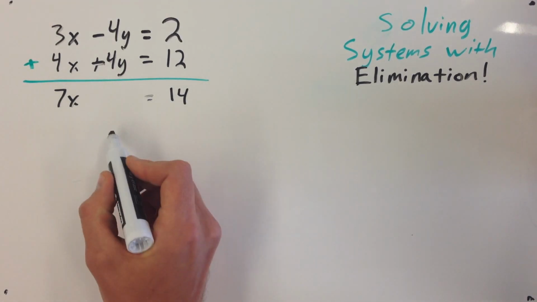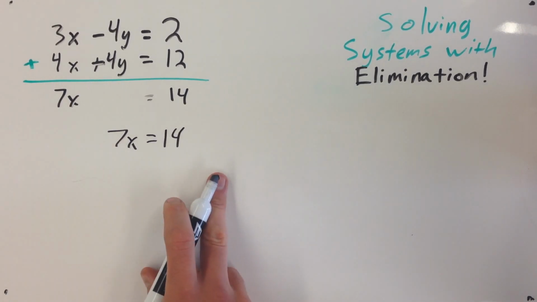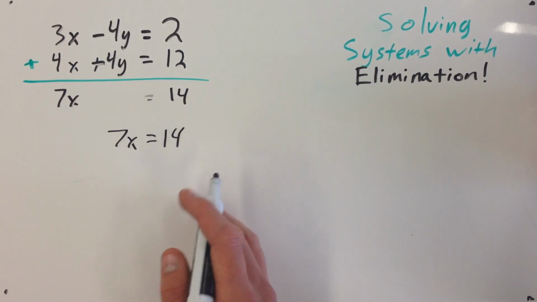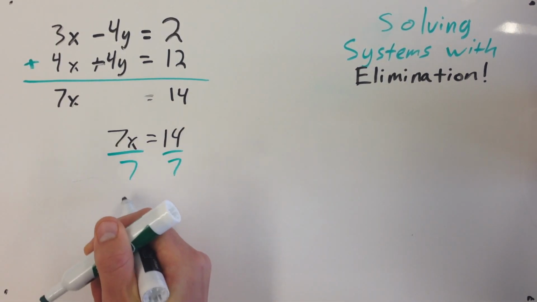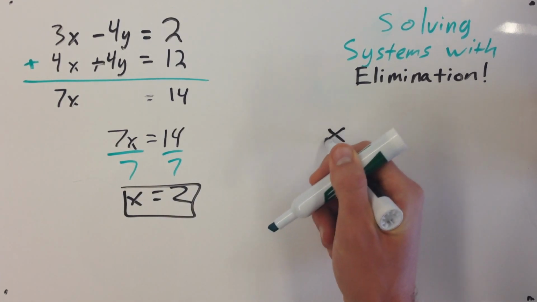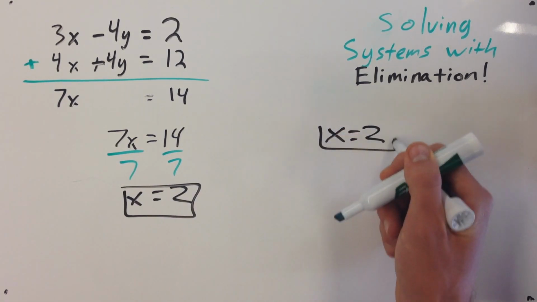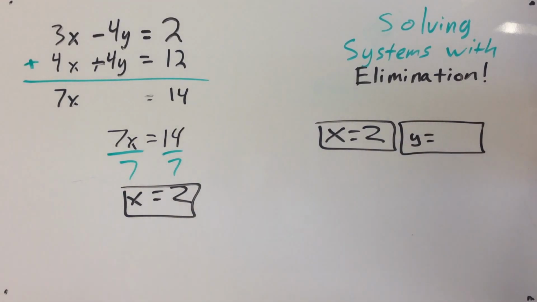Now we have one equation. I'm just going to rewrite it down here. 7x equals 14. We're well equipped to solve this equation. I know what I got to do. I got to divide both sides by 7. And what do you know? x equals 2. Like I said, we're going to have to figure out what x equals and what y equals. And there's only one set of numbers in the entire world that's going to make that true.